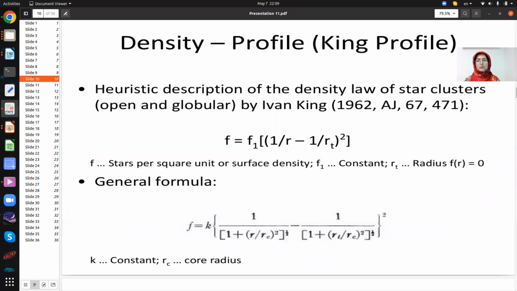And the density profile, or King profile. It is a heuristic description of the density law of star clusters, open and globular, by Ivan King. You see its formula. In this formula, f is the stars per square unit, or surface density. f1 is a constant and RT is the tidal radius, where f is 0. For the general formula, you see this one, in which k is a constant and RC is the core radius.